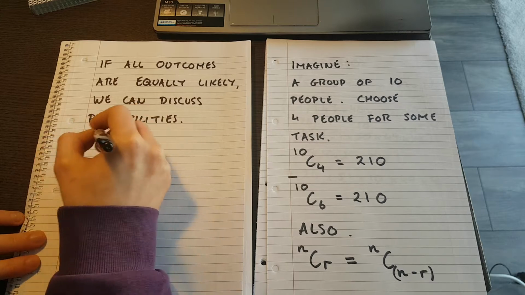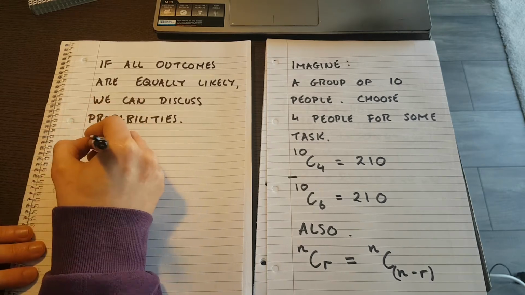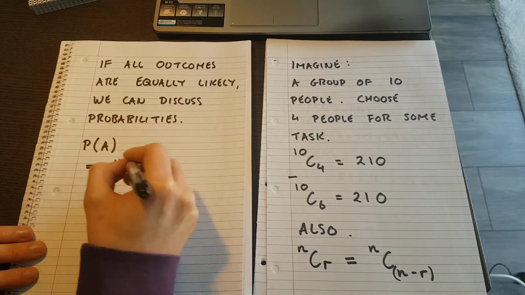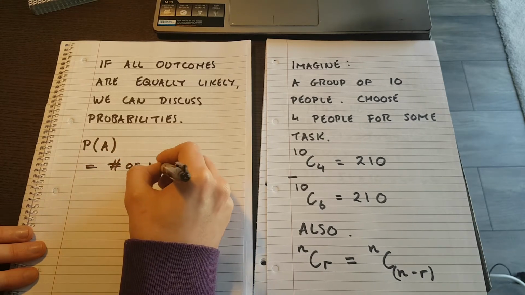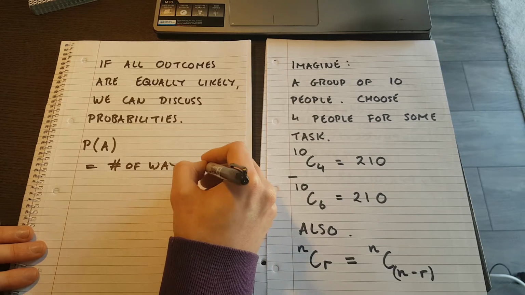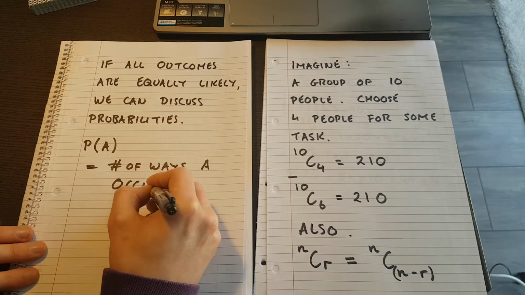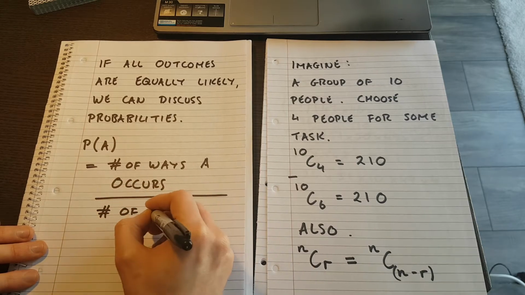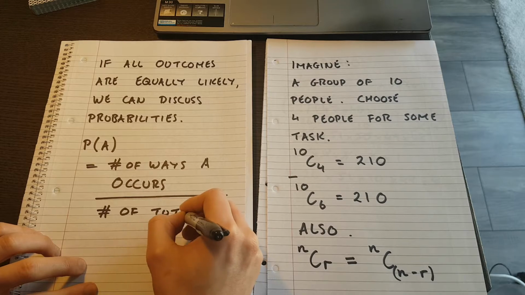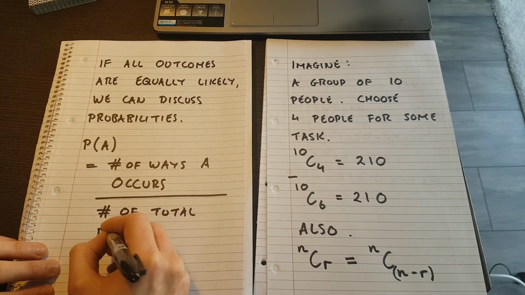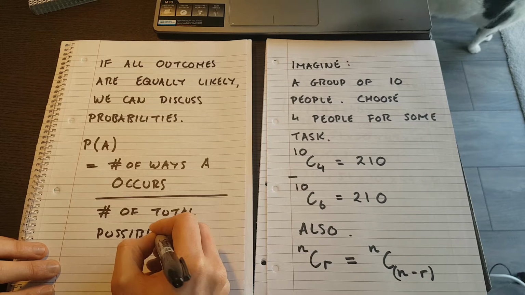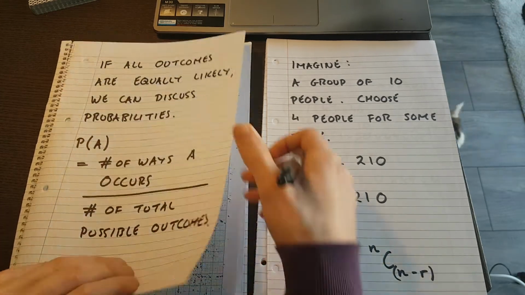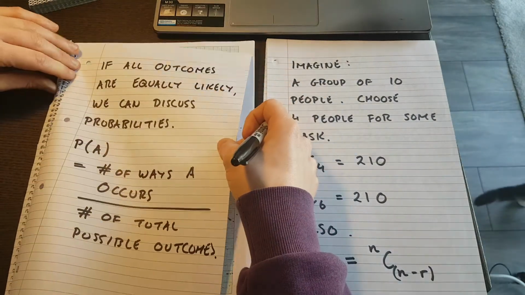Remember, the probability of some event A was equal to the number of ways A occurs over the number of total possible outcomes, and what is that? Okay, well, let's do an example here.